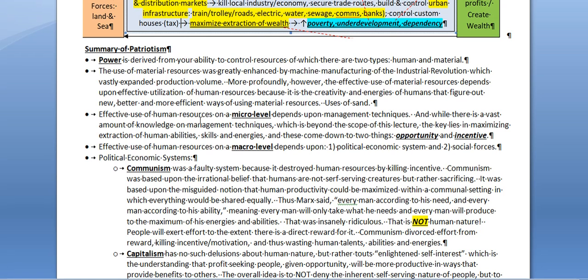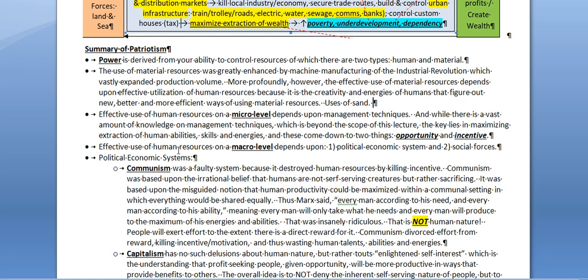Effective use of human resources on a micro level, small scale level, business level, depends upon management techniques. And while there is a vast amount of knowledge on management techniques, which is beyond the scope of this lecture, the key lies in maximizing extraction of human abilities, skills, and energies. And these come down to two basic things: providing opportunity for the expression of those talents, maximizing the utilization of the talent that you have in your population by offering the widest opportunity, and then incentive to get motivation. You got to incentivize it.